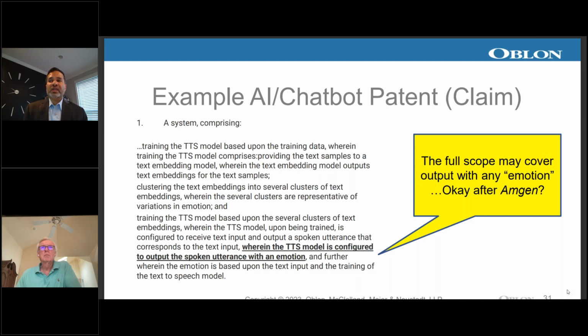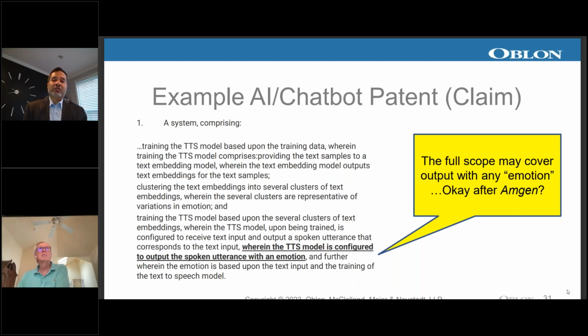You can train something to output something in a sad tone. You can do key words to give that tone, like you saw the example before. They use the word sorry, but this is a very broad part of the claim. You can output it with quote unquote an emotion. Is that any emotion that you cover? Can you do funny? Can you do sarcastic? What is the meets and bounds of that claim with regards to emotion?